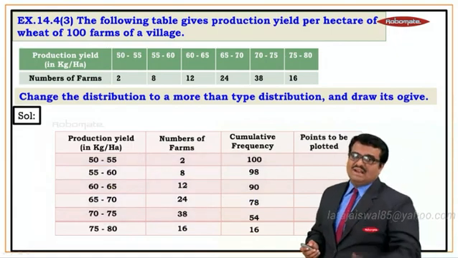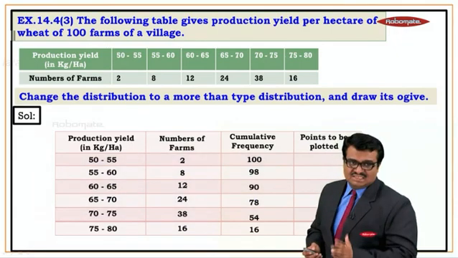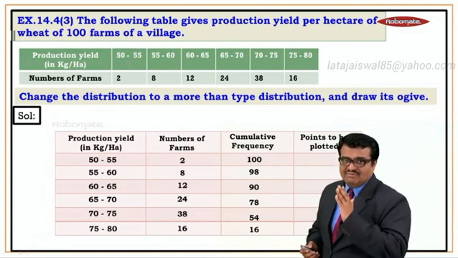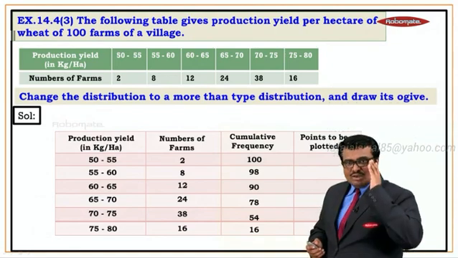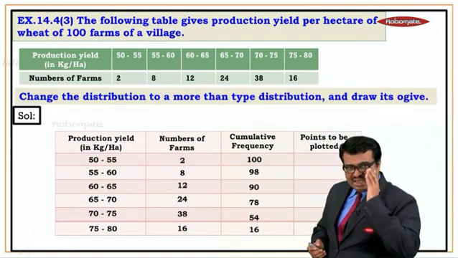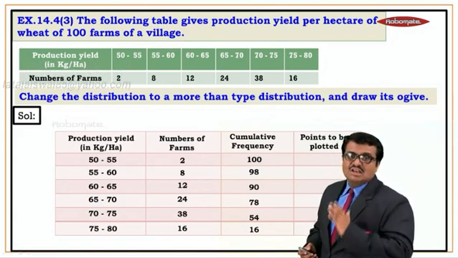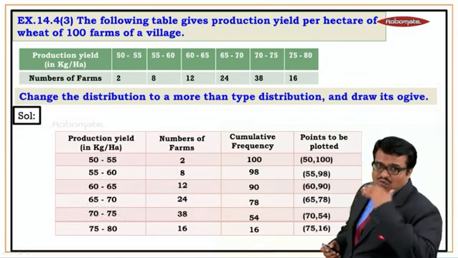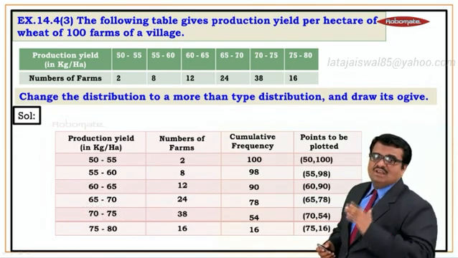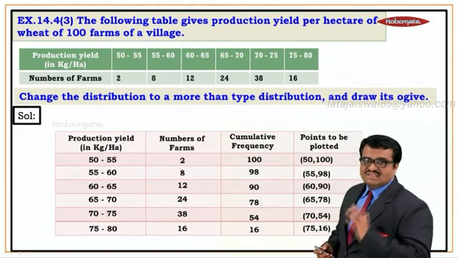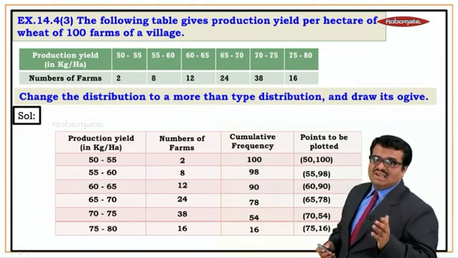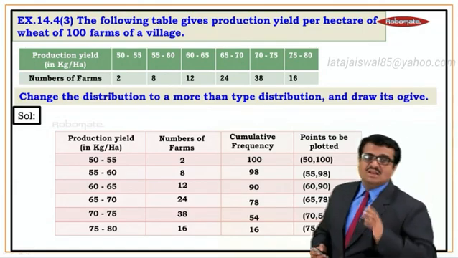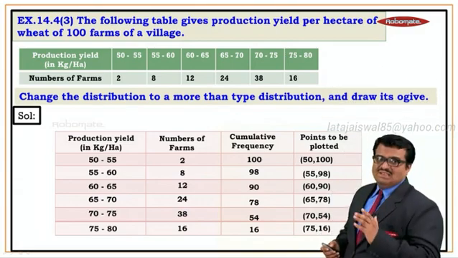So for the points to be plotted, we'll write the lower limit of all the classes. What is the lower limit of the first class? 50. The second class? 55. The third class? 60. The fourth class? 65. The fifth class? 70. And the lower limit of the last class? 75. So all the lower limits and the corresponding cumulative frequencies: 50 comma 100, 55 comma 98, 60 comma 90, 65 comma 78, 70 comma 54, and the last one 75 comma 16.